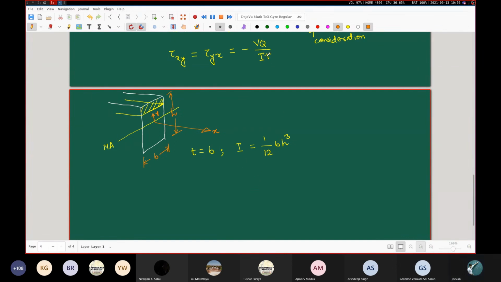t is known, I is known. For a particular cross section, there will be some V, which we'll be able to find from the bending moment and shear force diagram. So V is also known. The only brain work you have to do is finding this Q. Tell me, what is Q? Actually, this is a one-line thing. Q is the first moment of area of this hatched portion.